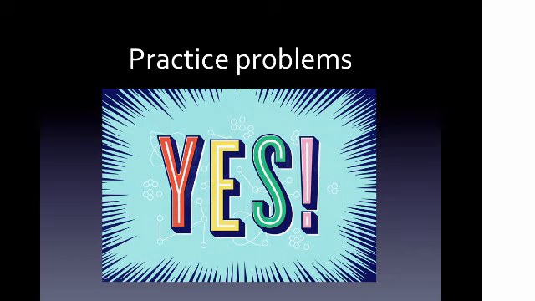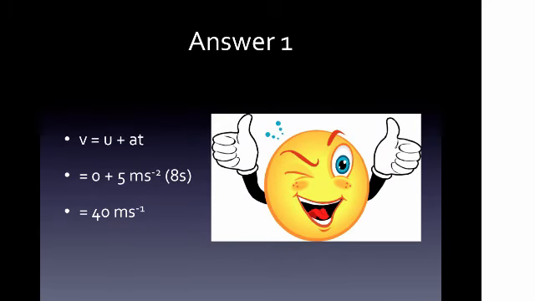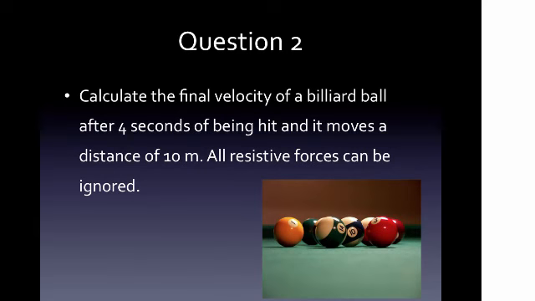So how do we calculate the velocity? Let's see. The equation that can be used is v equals u plus at. And as you can see, the answer we get is 40 meters per second. Very simple problem.